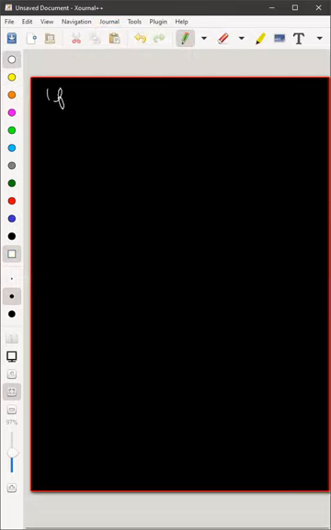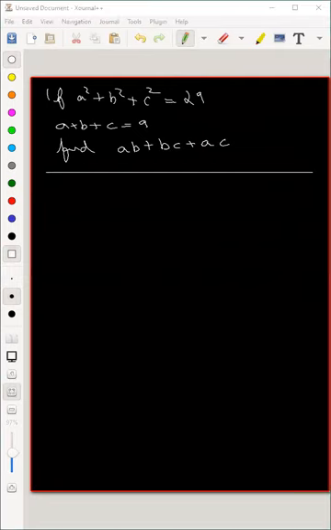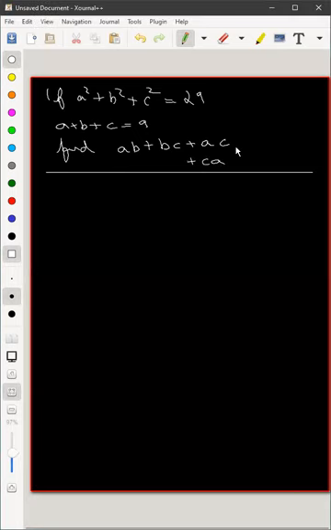Do this one. If A squared plus B squared plus C squared is equal to 29, and A plus B plus C is equal to 9, find AB plus BC plus AC. Quickly do this and tell me the answer. In a lot of places, instead of AC, it will be written as CA. So don't get confused. It's one and the same thing.